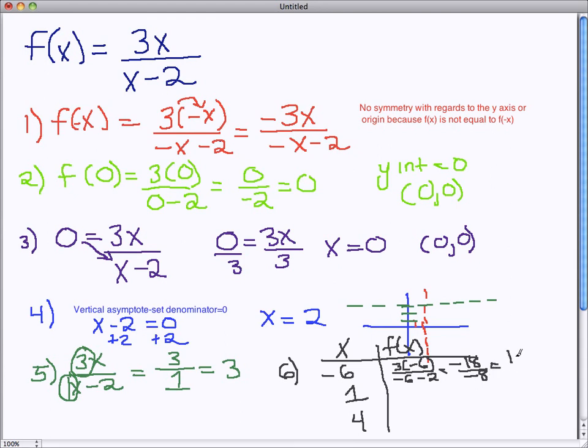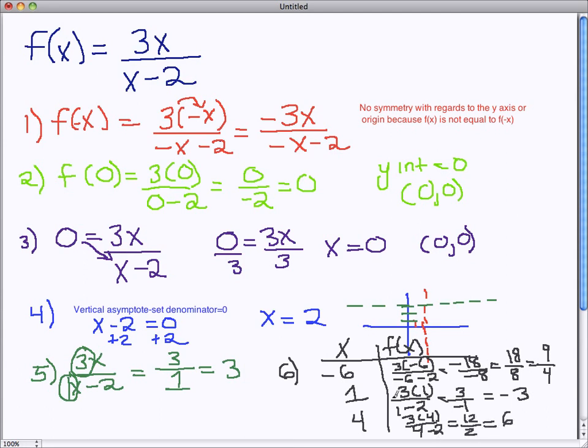And I do want to remind you, please be careful of your signs. And the MML does require you to have a simplified fraction. So remember, a negative divided by a negative is a positive. We might also have to simplify that fraction by putting it in simplest terms, which in this case would be 9/4. I'm going to go ahead and do the 1, which is 3/-1, or -3, and the 4, which is 12/2, or 6.